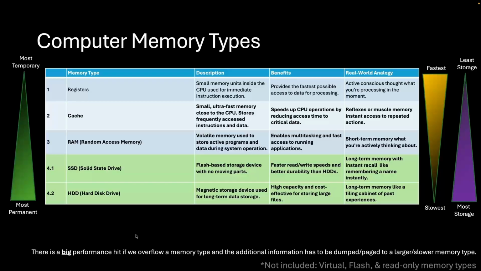In the time that it takes lightning to flash through, this memory has probably pushed millions of things through it. This stuff is super fast. And then next we've got cache memory.